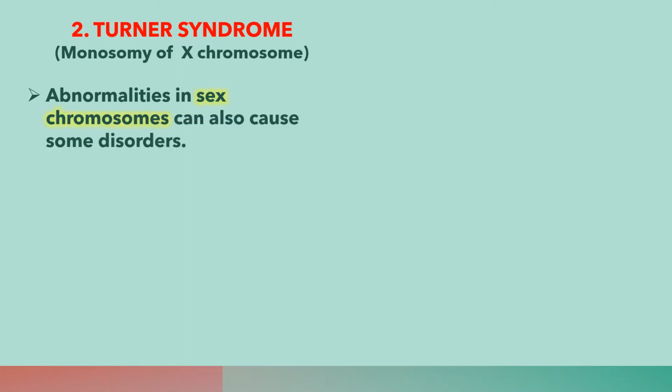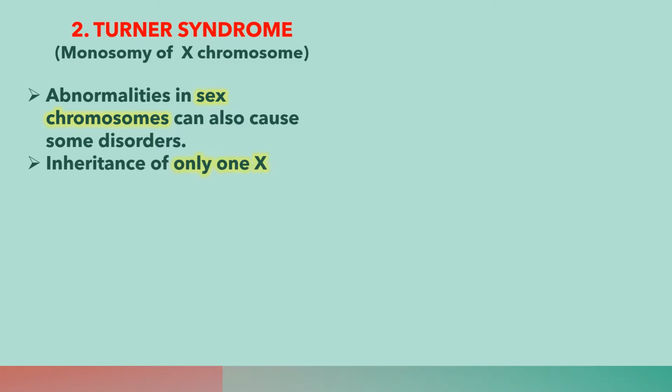The second type of disorder due to chromosomal abnormalities is called Turner syndrome or monosomy of the X chromosome. Mono meaning one. Now, abnormalities in sex chromosomes can also cause some disorders. Now when we see in Down syndrome, there was a problem with the 21st pair of chromosomes, which are normal chromosomes. Whereas Turner syndrome now has abnormalities in the 23rd pair, that is the sex chromosomes.